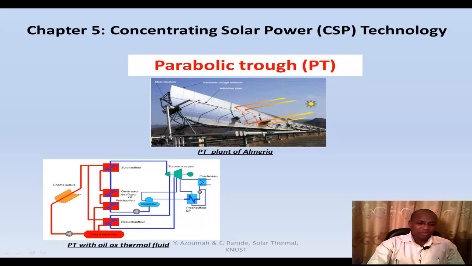thermodynamic cycle. So here the thermal fluid is oil, synthetic oil. This oil will collect heat at the level of the solar field, or let's say at the parabolic trough level. And it will exchange heat through the several exchangers we have here with the working fluid, which is here a vapor, and this steam generated will be expanded through a steam turbine, and the steam turbine will mechanically power an electricity generator that will generate electricity for end use.